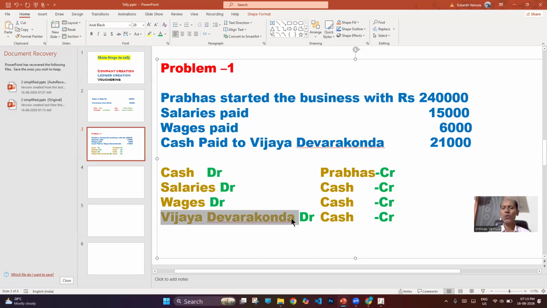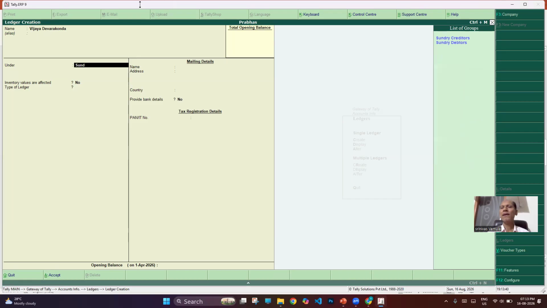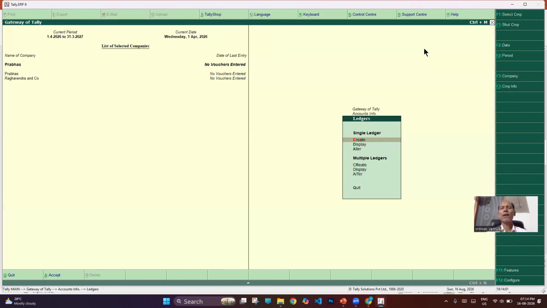Clear? So go to Tally. Yes, here Vijay Devarakonda under sundry creditor. Enter. So now ledgers are over. Ledgers are clear.